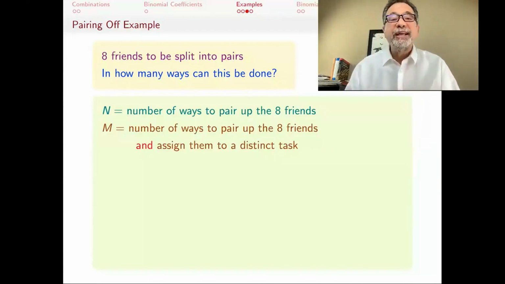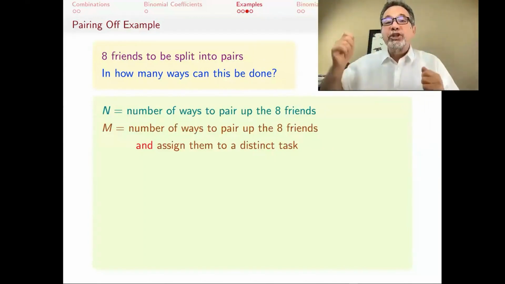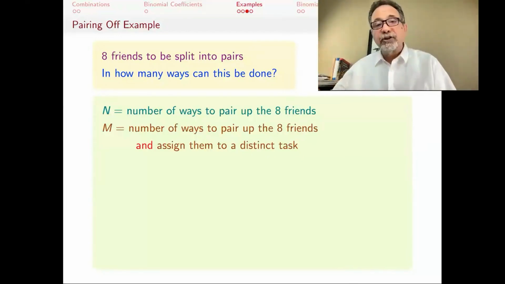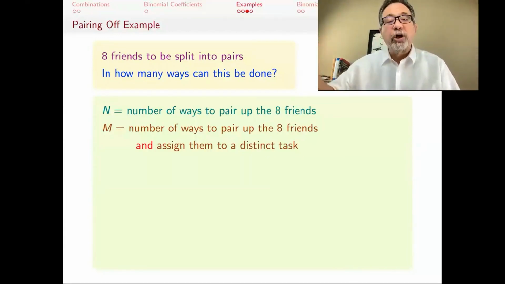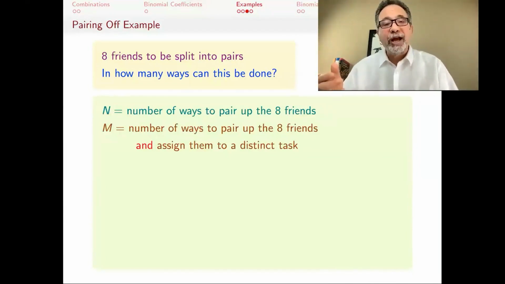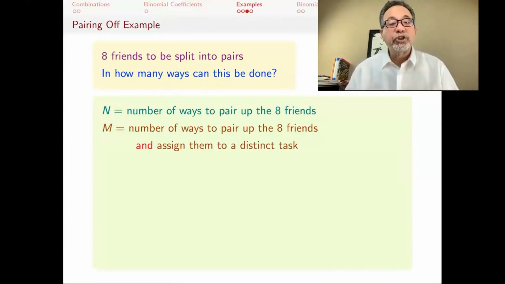M is going to be, you're going to pair them up, but you're going to give each one of them a different task. The first pair are going to mow the lawn. The second pair are going to wash the dishes. The third pair is going to take the trash out. And the fourth pair is going to watch TV. So you have specific tasks that you're going to give to each of the pairs.